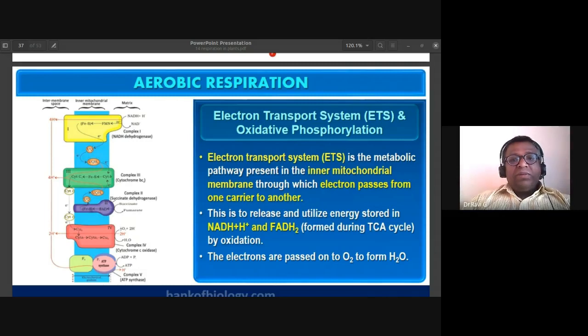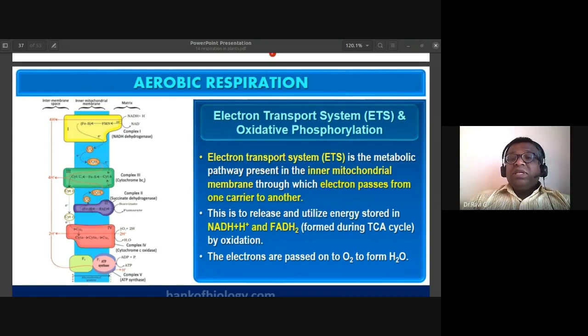Okay, so in today's class, we are going to discuss the last step of aerobic respiration, that is the electron transport system, also called ETS. It is also called the electron transport chain, or terminal oxidation, because the oxidation takes place at the end stages. It is also called oxidative phosphorylation, since there is formation of ATP by an oxidation process.